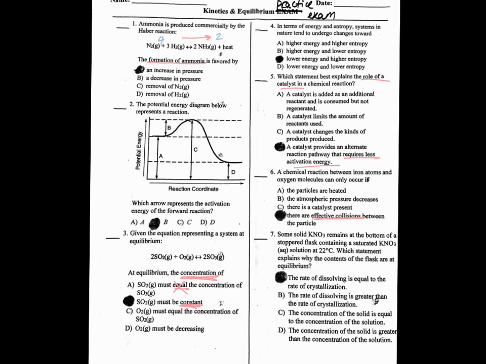Number 7. We're looking for traits of equilibrium. And looking back at number 3, concentrations have to be the same. And if you look at C and D, those are incorrect because they talk about different concentration values or being equal. But how about the reaction rates? They have to be equal. That's why choice A is our answer.